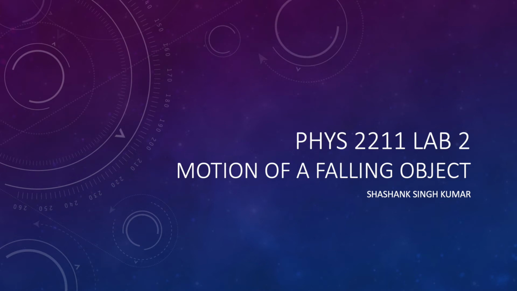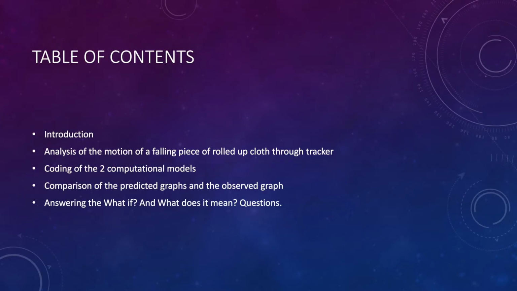Hi, this is Shashank Singh Kumar from Georgia Tech, and this video is my lab report for the motion of a falling object. The lab is based on the comparison of an object falling in real time and a computational model with gravity and no drag and with gravity and drag. These are the sections that I will be covering in the lab.